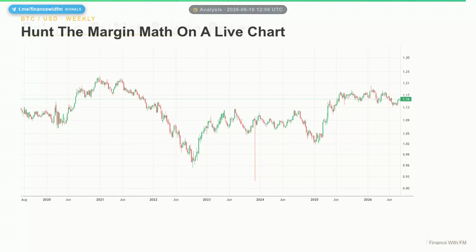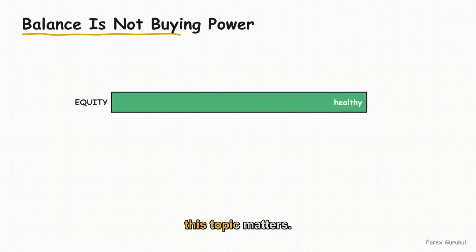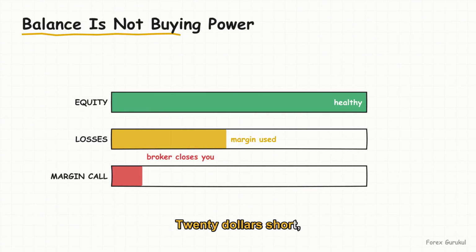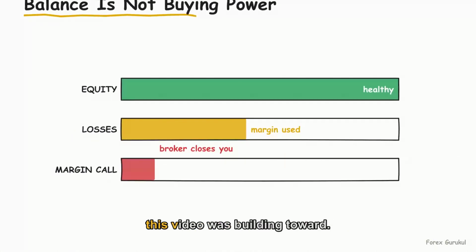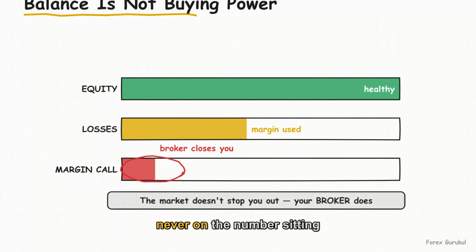Here is the piece that actually resolves Alex's rejected trade, and honestly, the whole reason this topic matters. His balance said $2,000 because balance only reflects total funds. It does not subtract what is locked. Available margin is balance minus every dollar currently frozen across open trades. Alex had $220 locked, leaving $1,780 available, and his next trade needed $1,800. $20 short, trade blocked, balance completely irrelevant to the decision. This is the whole thing this video is building toward. Your ability to open anything new depends on available margin, never on the number sitting at the top of your account screen.